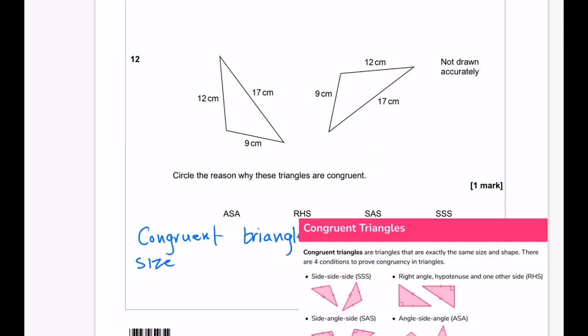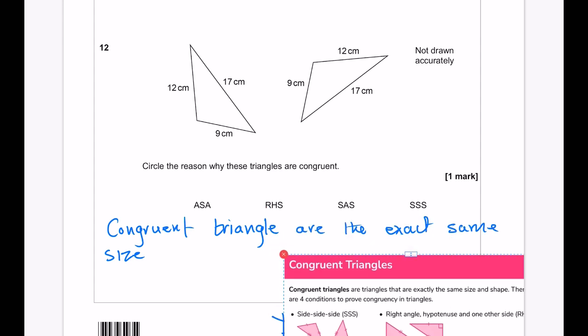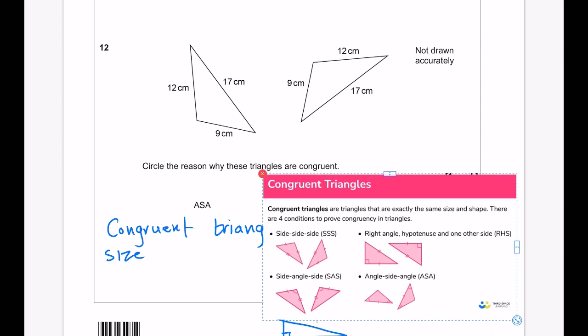Okay. Question 12. Important to remember what congruent triangles are. So a little diagram for you here. Congruent triangles, if I just move it, they are exactly the same size. You can see on this little diagram as well, they are exactly the same size and shape. Even if you flip them over, they would be the same size and shape.